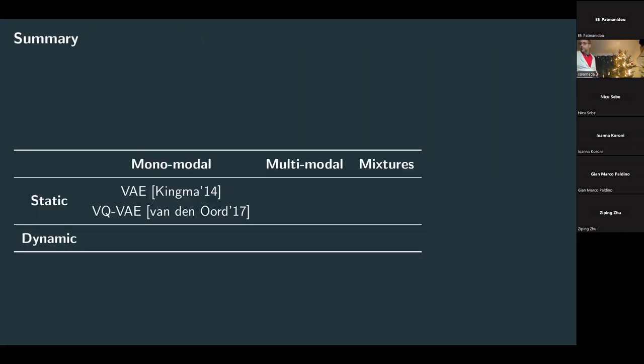So just a summary of what we have presented so far. We started with static VAEs, or frame-based VAEs, monomodal ones.